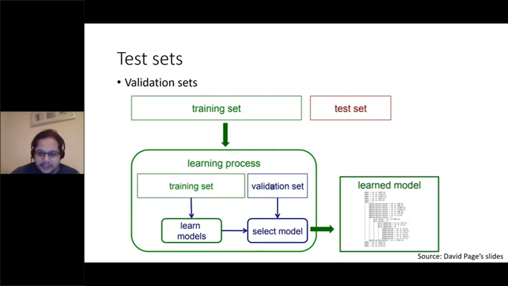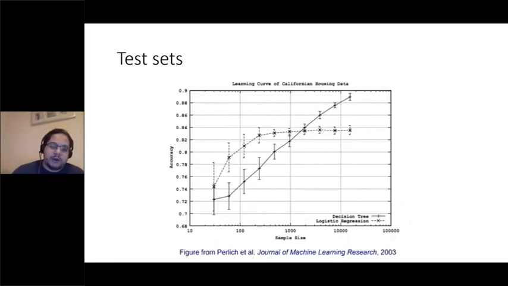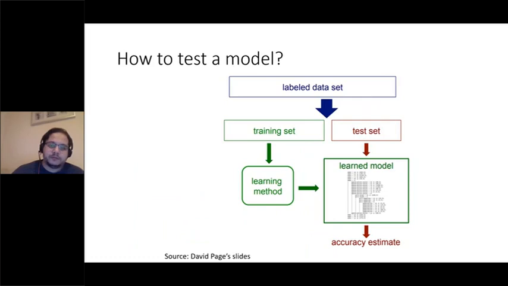Yes, what do you want to say? I don't quite understand the validation data set. What you said, it's used to select the model. Yes. In what way? Can you give an example? It's exactly what we were doing in here.